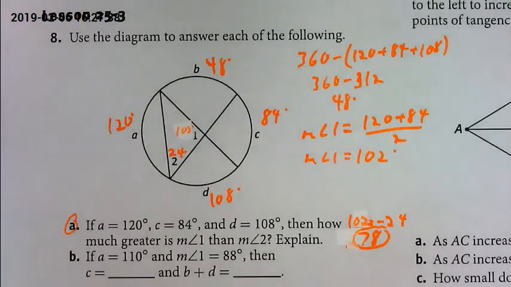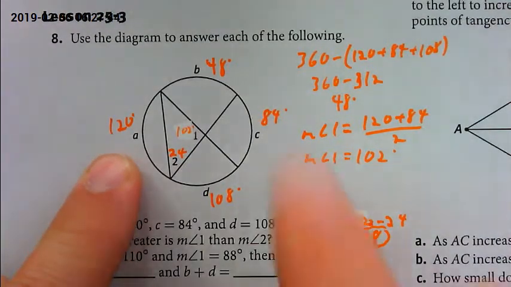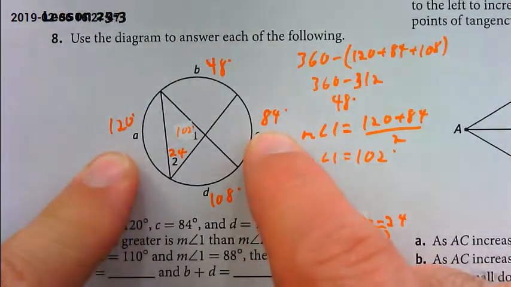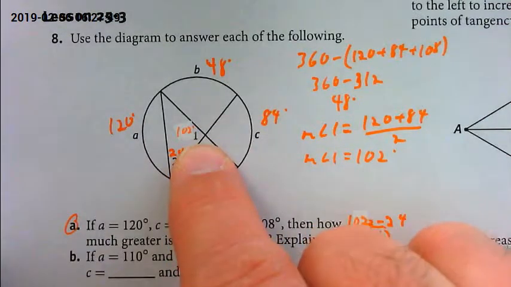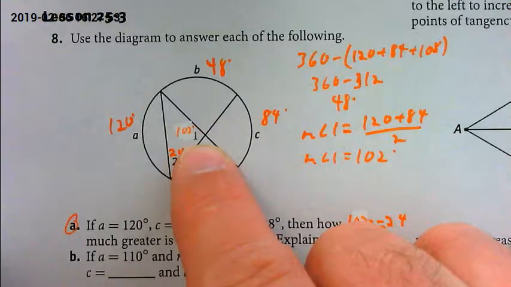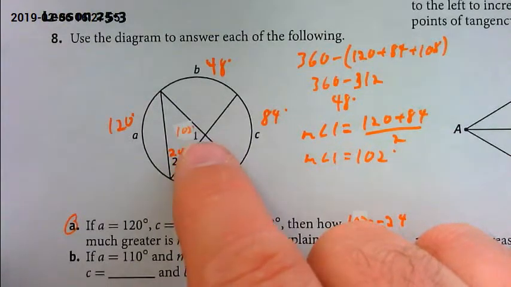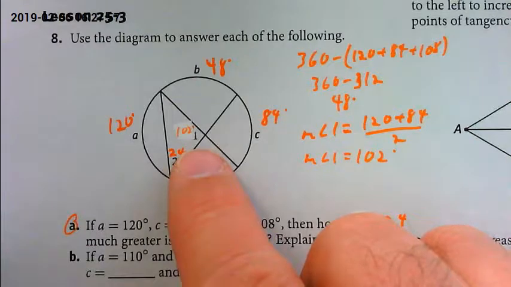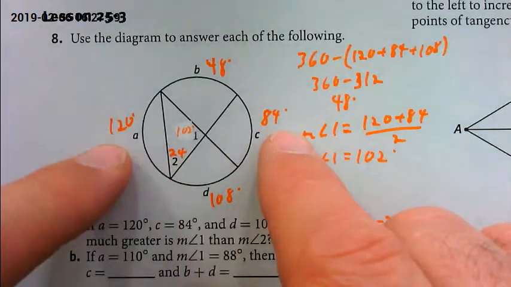Okay. So, again, it's 102 there because we have the 120 from this side and the 84 from this side. This angle is in the interior of the circle. For the interior of a circle, you would have to do the average of the two intercepted arcs, right?